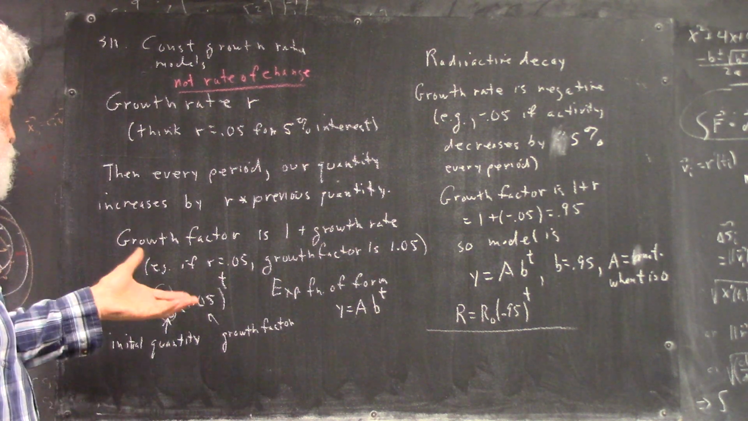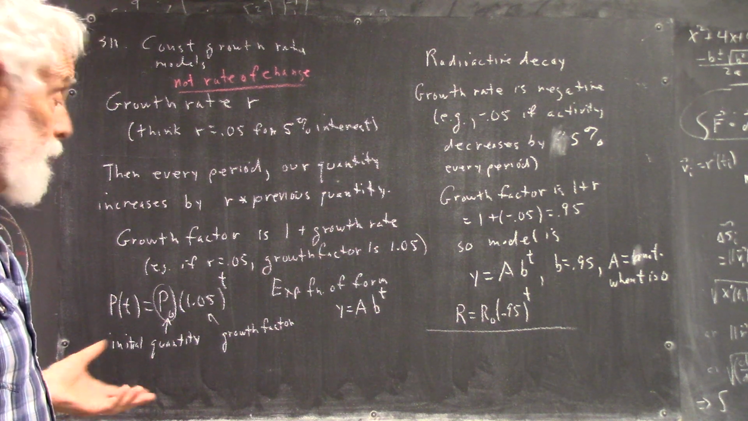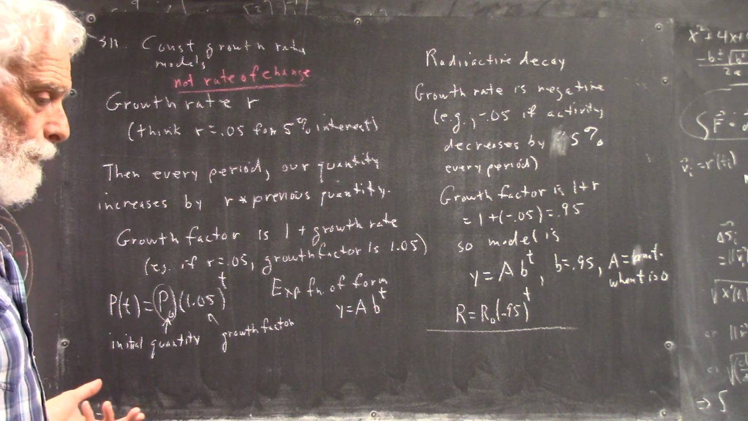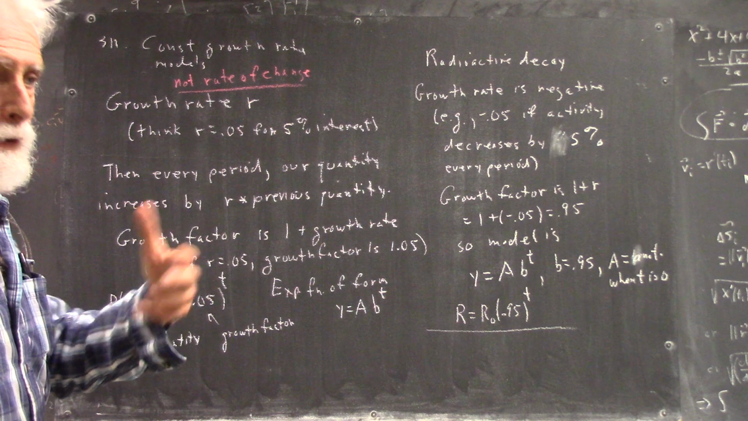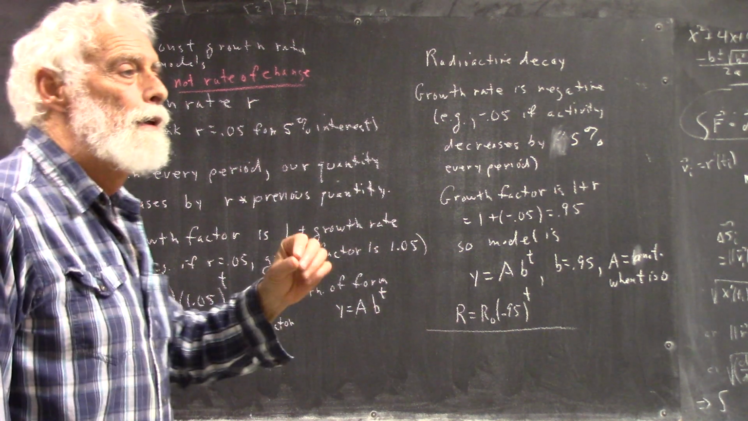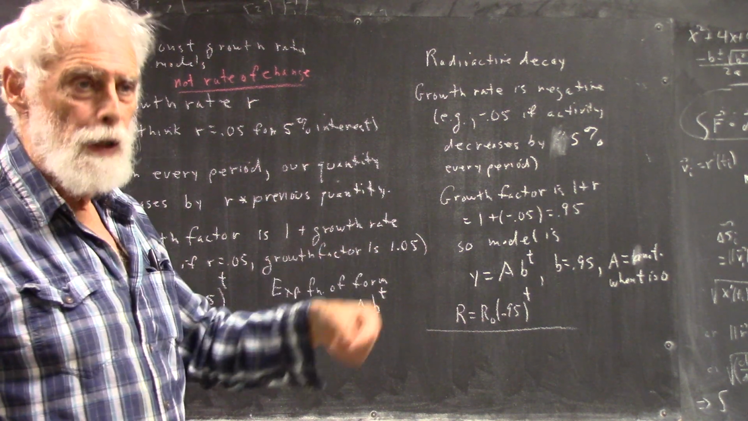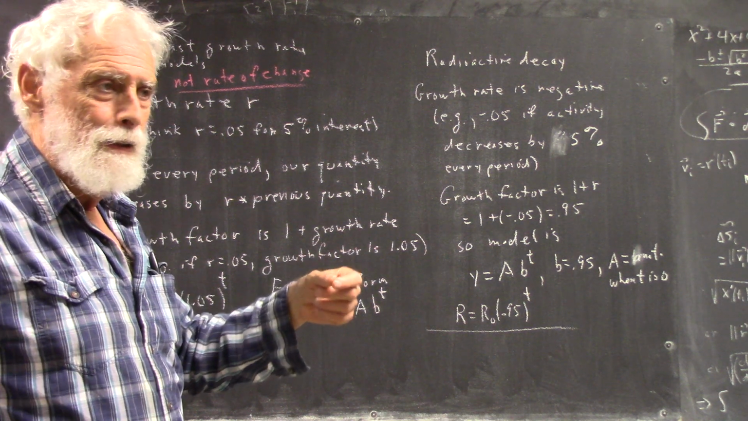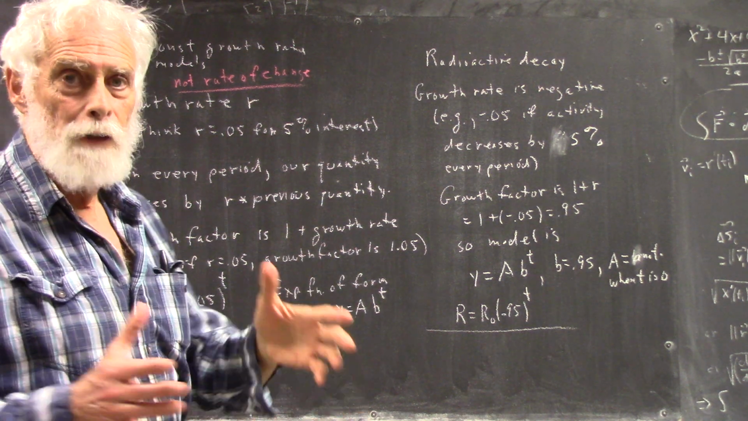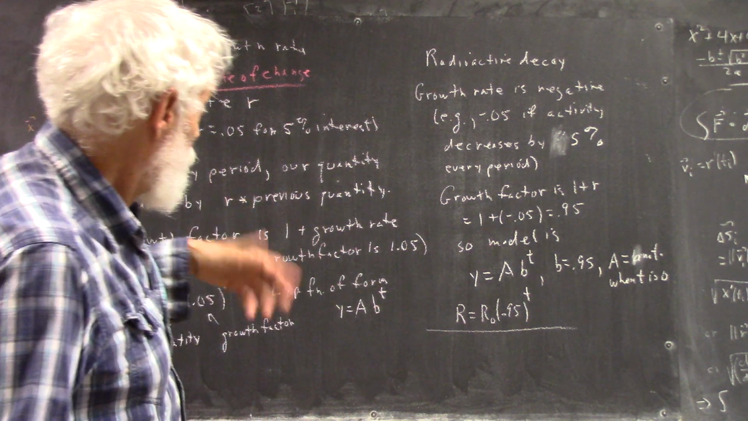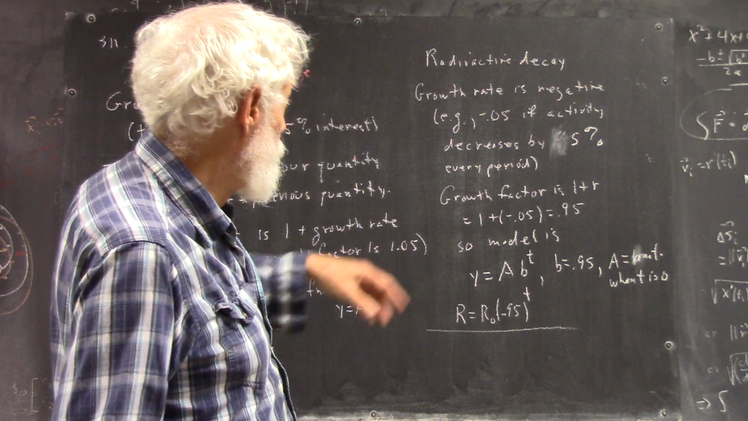And this applies to populations. It applies to a wide variety of things that grow in such a way that the amount of change in any period is some multiple of how many you have. Okay, I said a little more about that in the longer video.